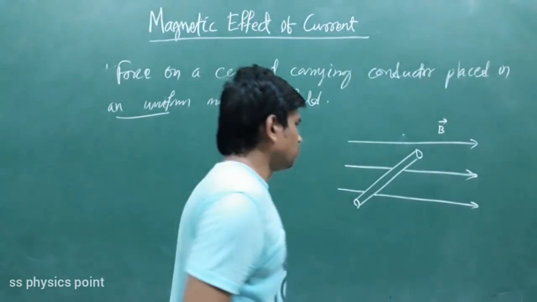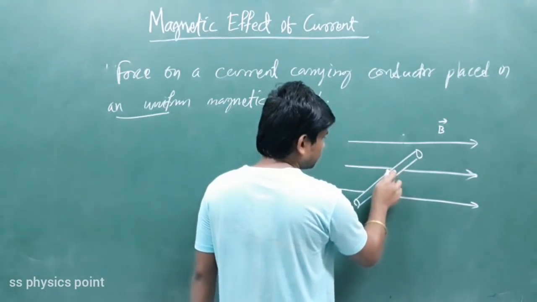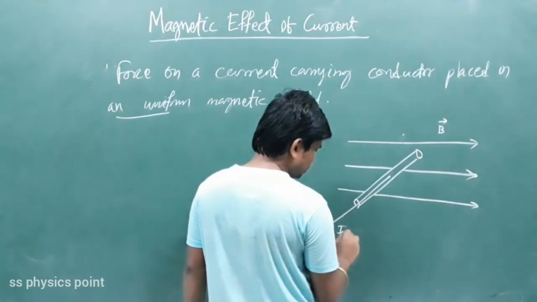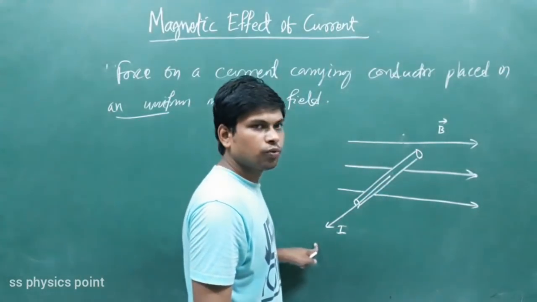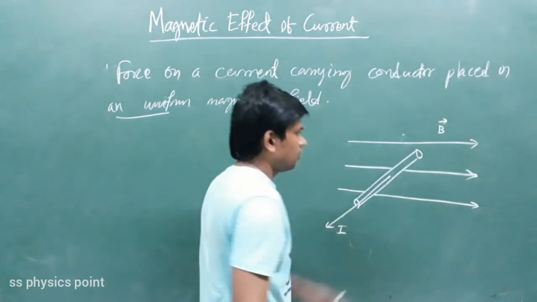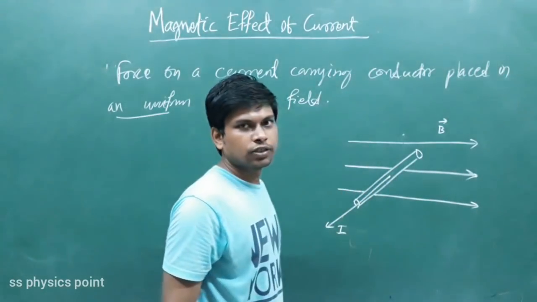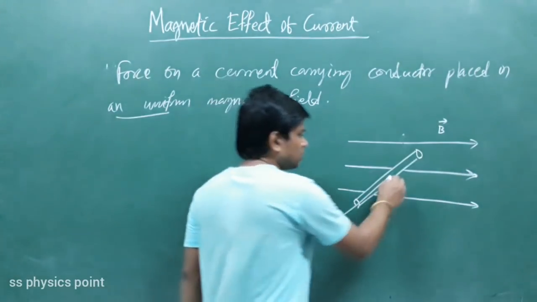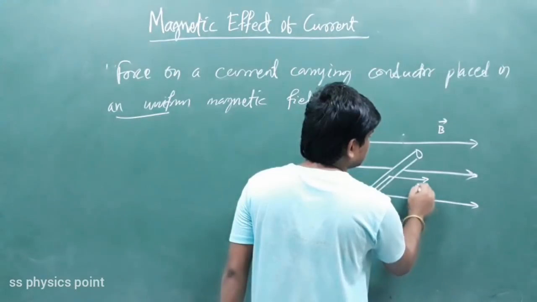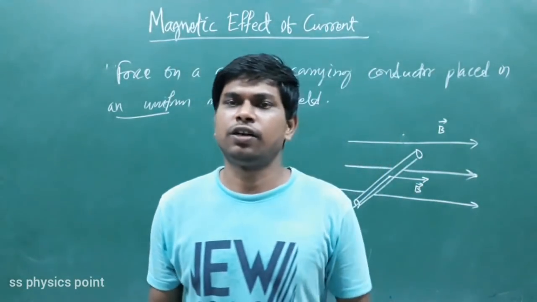So where will be the force? Suppose the current is flowing in this direction. I am just drawing this point. Suppose at this point the current is along this direction. You are connecting it with a potential so that the current is flowing in this direction. And at this point the direction of the magnetic field is towards this side. So in which direction will the force be in that conductor?